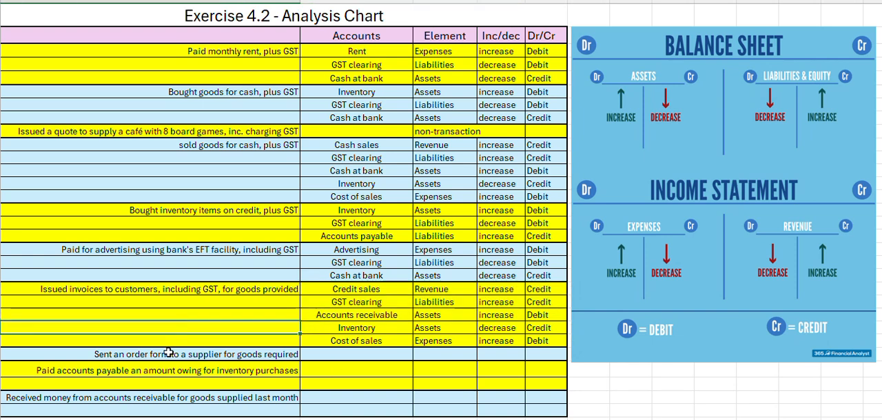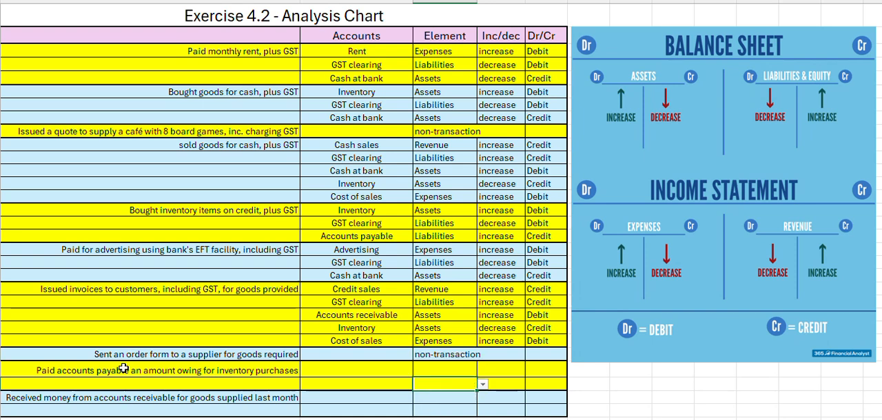Sent an order form to a supplier for goods required. So therefore, again, this is not a transaction. No goods are changing hands yet. No money is changing hands yet. So therefore, it does not satisfy the criteria for a transaction. So from accounting terms, we don't do anything. Just be mindful of these little traps.